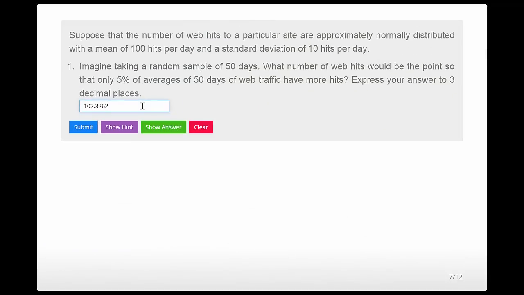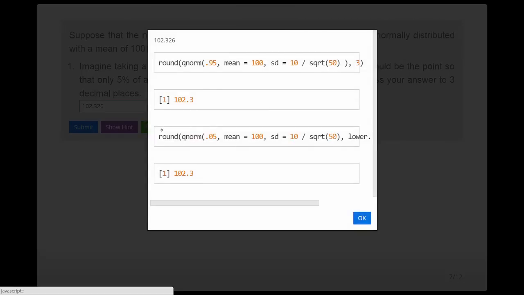I'm going to plug it in, and that's to plenty of decimal places, so it should work. And there we go. And then you can see the same exact code.